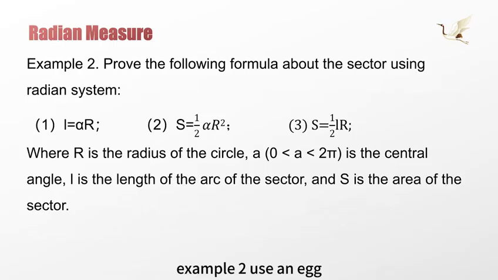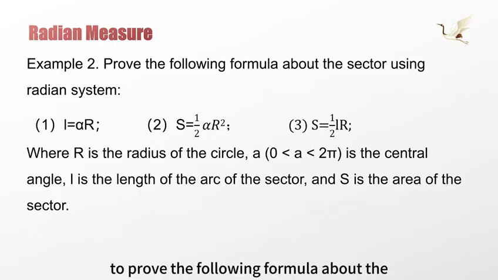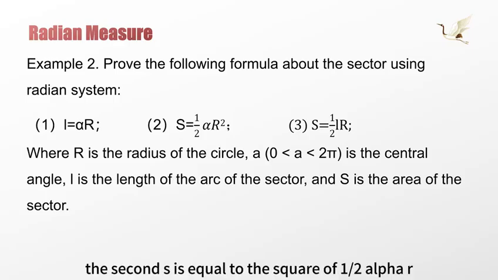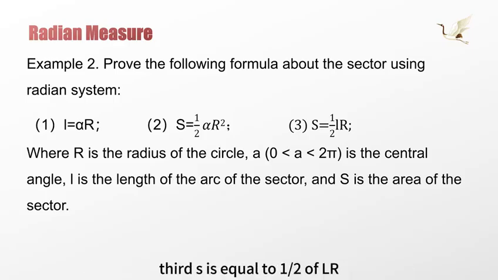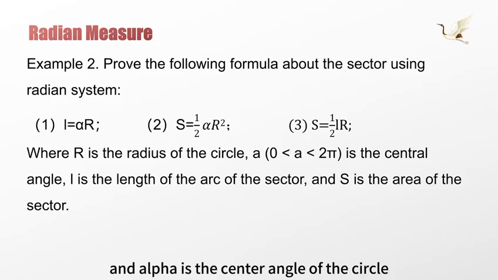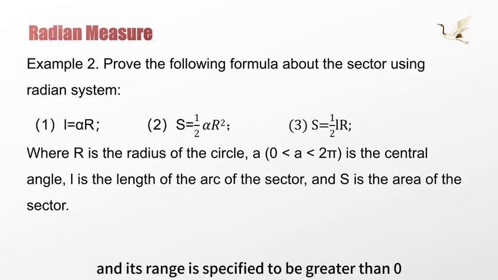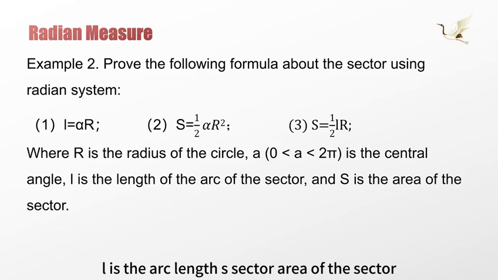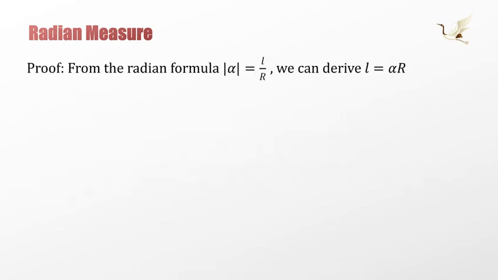Example 2. Use the radian system to prove the following formulas about the sector. First, L equals alpha r. The second, S is equal to 1/2 alpha r squared. Third, S is equal to 1/2 of L r, where r is the radius of the circle and alpha is the center angle of the circle, and its range is specified to be greater than 0 and less than 2 pi. L is the arc length and S is the sector area.